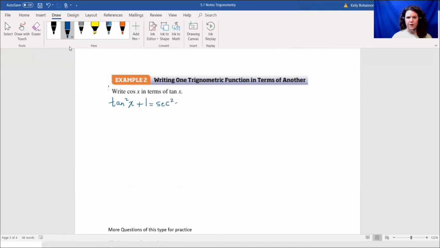You can use x, you can use theta, you can use y. These are just variables, and it really doesn't matter which variable you choose, but I'll try to stay consistent with what they've used. Because I'm trying to get to cosine, let me go ahead and replace secant squared. So I'm going to leave tangent squared x plus 1 equals 1 over cosine squared.